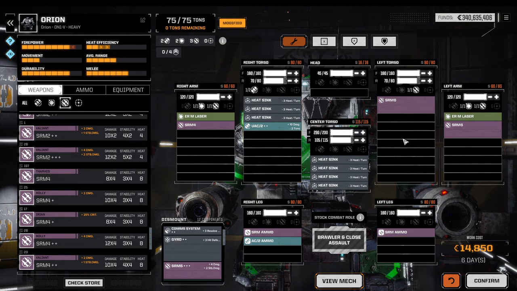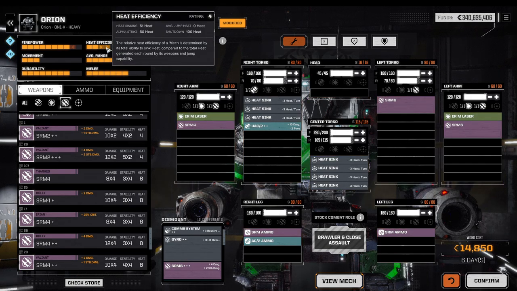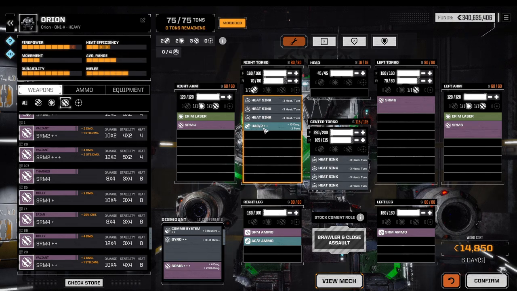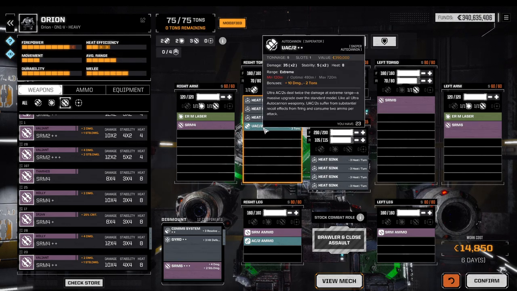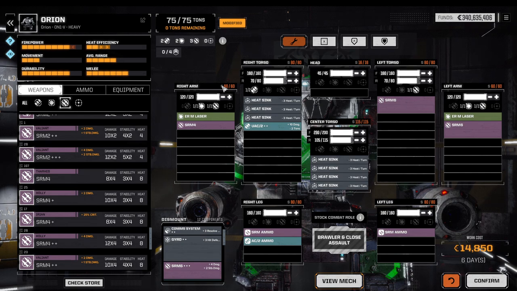So that would be a build of going with the Orion. From a heat efficiency perspective, this is a bit of a hotter mech, so we're netting 29 instead of 20 heat differential. Given that the UAC, however, only shoots every 2 turns, you can deduct give and take 5 heat from that, so half of the heat that it is producing. So we're still on the okay side.